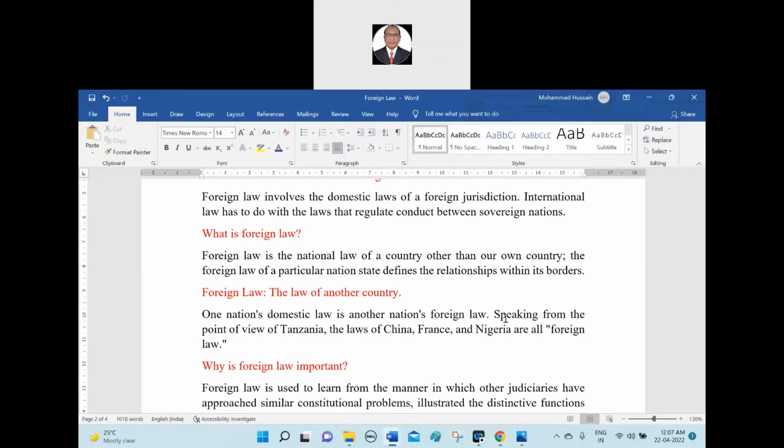Now, the foreign law of a particular nation or state defines relations beyond its borders. So other than the local law, lex fori, the other country's law is said to be the foreign law. So that is the answer for that one. Oh sorry, I was dealing with the three ingredients. So number one, jurisdiction. Number two, choice of law. That is the characterization also we can say.